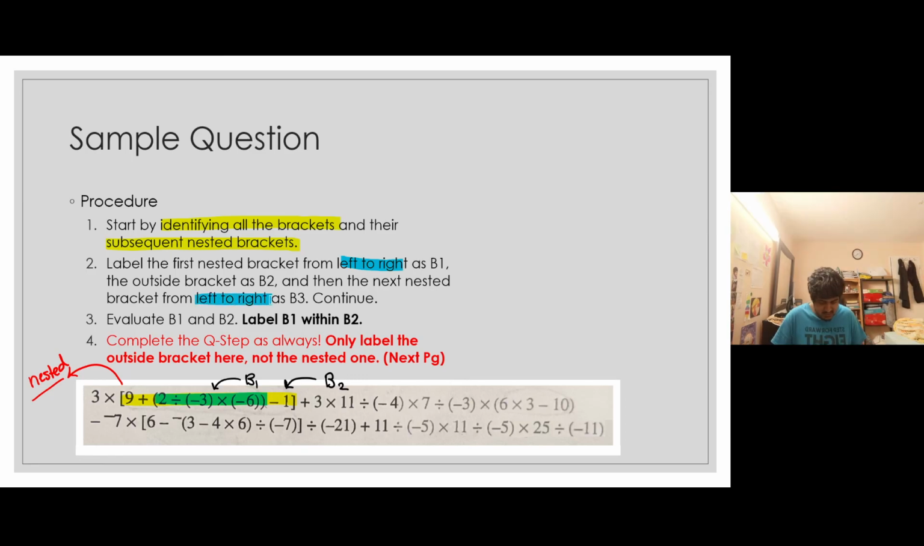Right? So the next bracket that we have is this one here, 6 times 3 minus 10. The reason why I put it in blue there is because it's neither an outer bracket nor an inner bracket. It's just a bracket, right? So there you go. And if you'd like, you can also label this as B3.